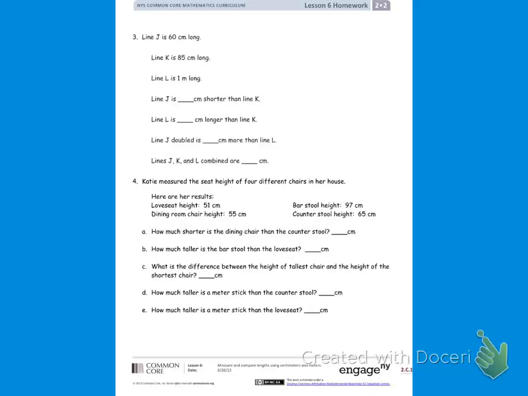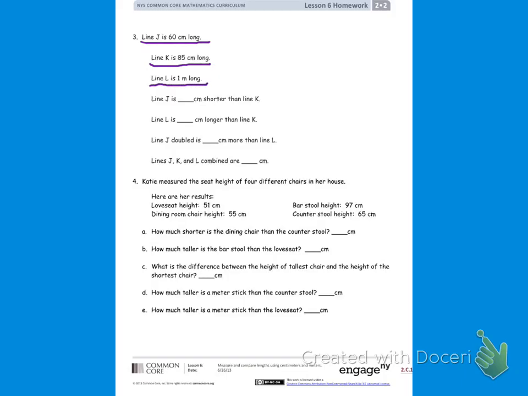Before we start this page, we're going to refer back to the learning objective in Lesson 6, which is measure and compare lengths using centimeters and meters. Instead of measuring with a ruler on this page, the lengths have already been provided for us. We're looking at a measurement of line J, which is 60 centimeters long, line K, which is 85 centimeters long, and line L, which is 1 meter long.